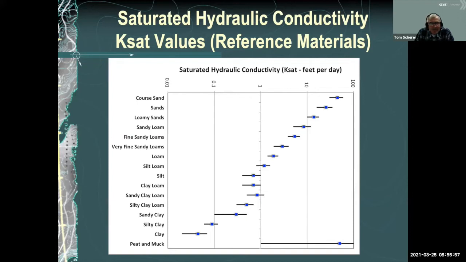So the slower the water moves, probably the closer together your tile have to be in order to drain out the same amount of water, given all other things being equal. This gives you a range of these KSAT values based on soil type. And down at the very bottom, I don't know why I put it in here, but peat and muck have a wide, wide range. Designing a tile system for peat or muck is a whole different activity, and we don't have time to cover it here. So I'm going to just stay talking about mineral soils and not these organic soils.